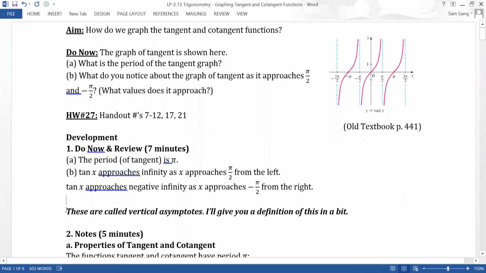I also make a note here. These are called vertical asymptotes, which you might remember from algebra 2, and they'll show up again in calculus. I'll show you the definition in just a sec.